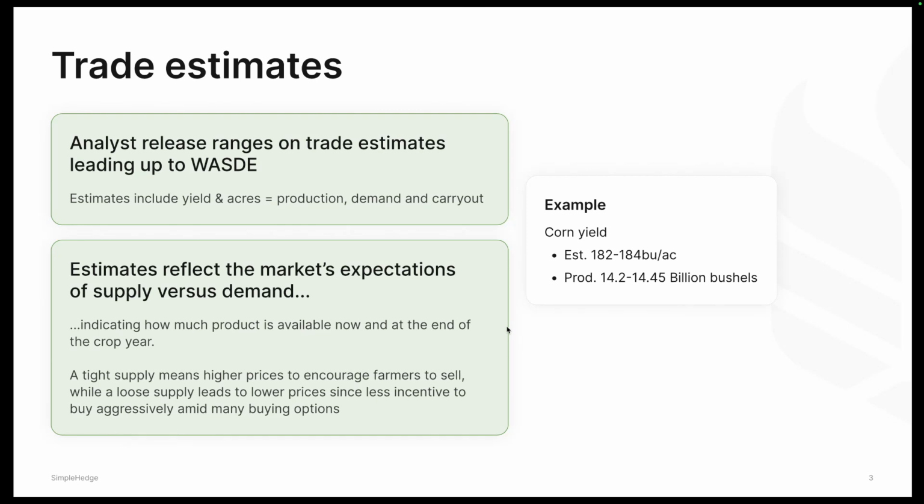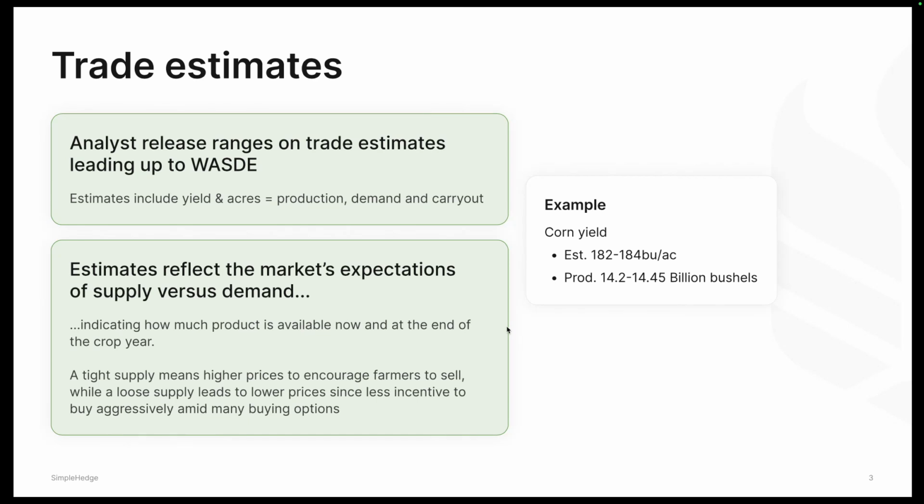As we know, a tight supply will mean higher prices, and the higher prices are to encourage farmers to sell for that needed supply for everything that happens in the world. A loose supply will generally lead to lower prices, since there's less incentive for buyers to be aggressively out there buying, as they have many options.